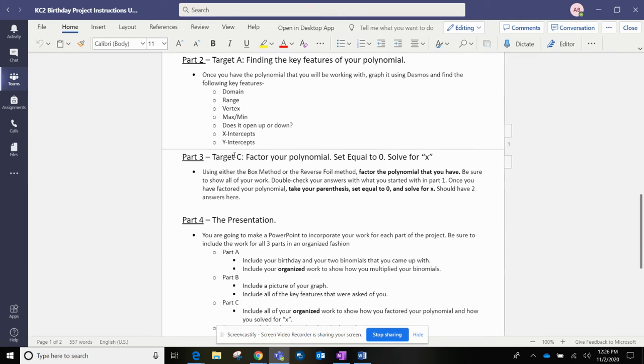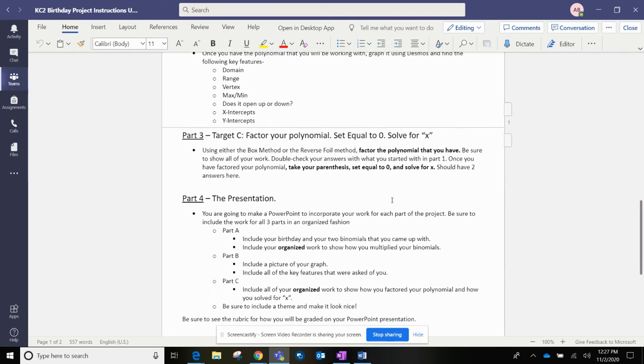Part 3, for target C, is you're going to factor the polynomial that you worked with, set them equal to 0, and solve for x, just like what we did on Friday. You're going to factor it. You're going to take your parentheses, set them equal to 0, and solve for x. You should have 2 answers for part 3.